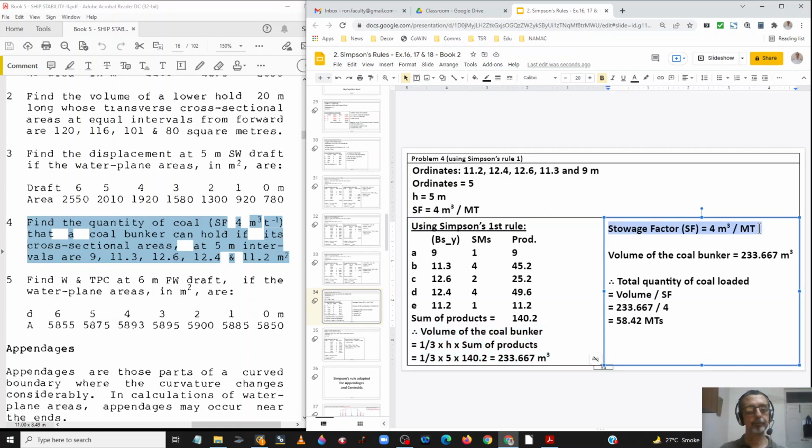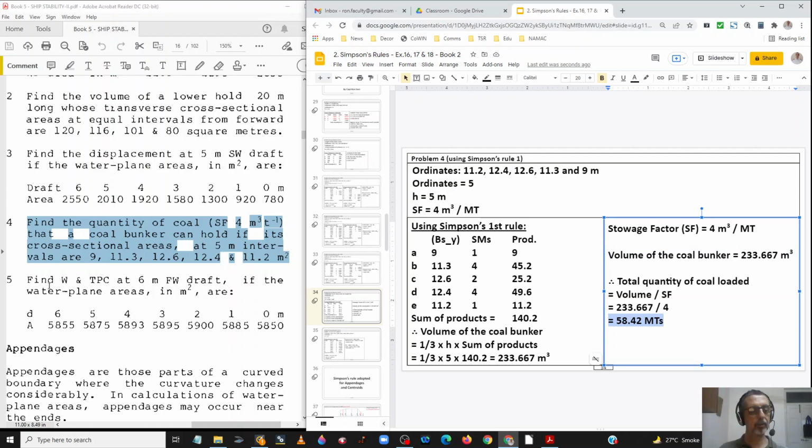Storage factor given to us is 4 cubic meters per metric ton. Volume of the coal bunker we just found out is equal to 233.667 cubic meters. Therefore, the quantity of coal loaded will be equal to volume divided by storage factor, thus giving us an answer equal to 58.42 metric tons.